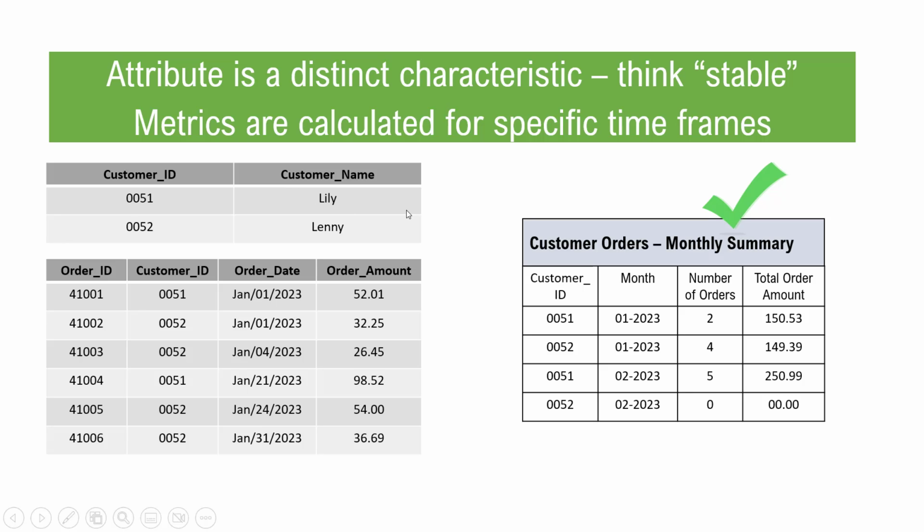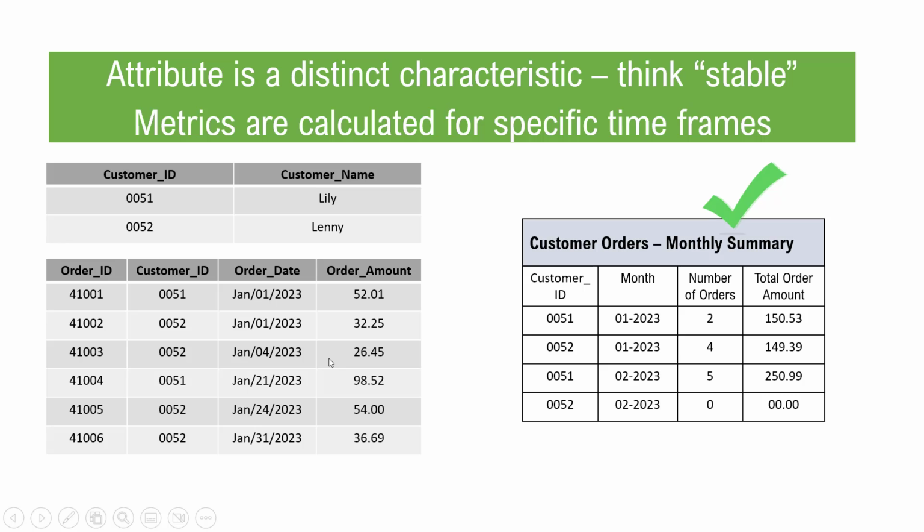So let's look now at this example. We have a customer entity. So we have here Lily and Lenny and their customer identifiers. We have an order entity and a table where we will track different orders placed by these customers. For each order, we will have their dates and amounts and so on. And imagine you can have data for many months here and for years and for all of your customers.